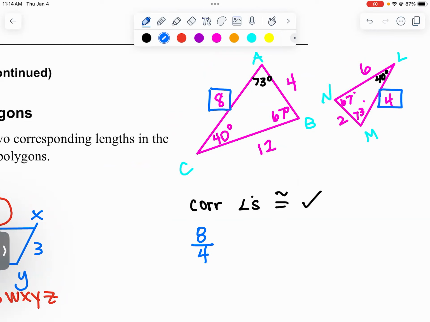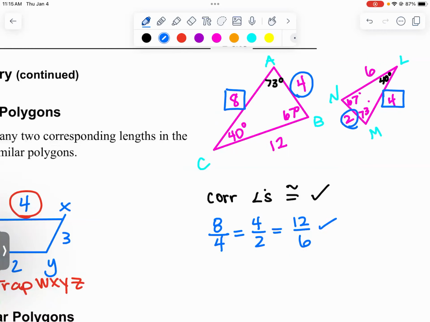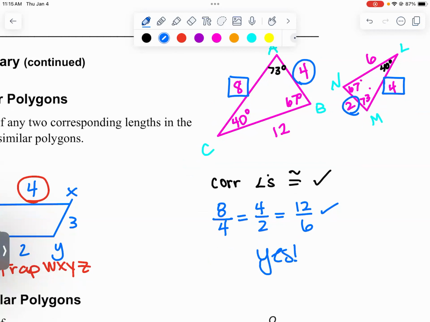So what about 4? So 8 over 4, 4 over 2, and 12 over 6. Do those all equal the same thing? When we reduce those down, those are all 2. Okay, so yes, these are similar.